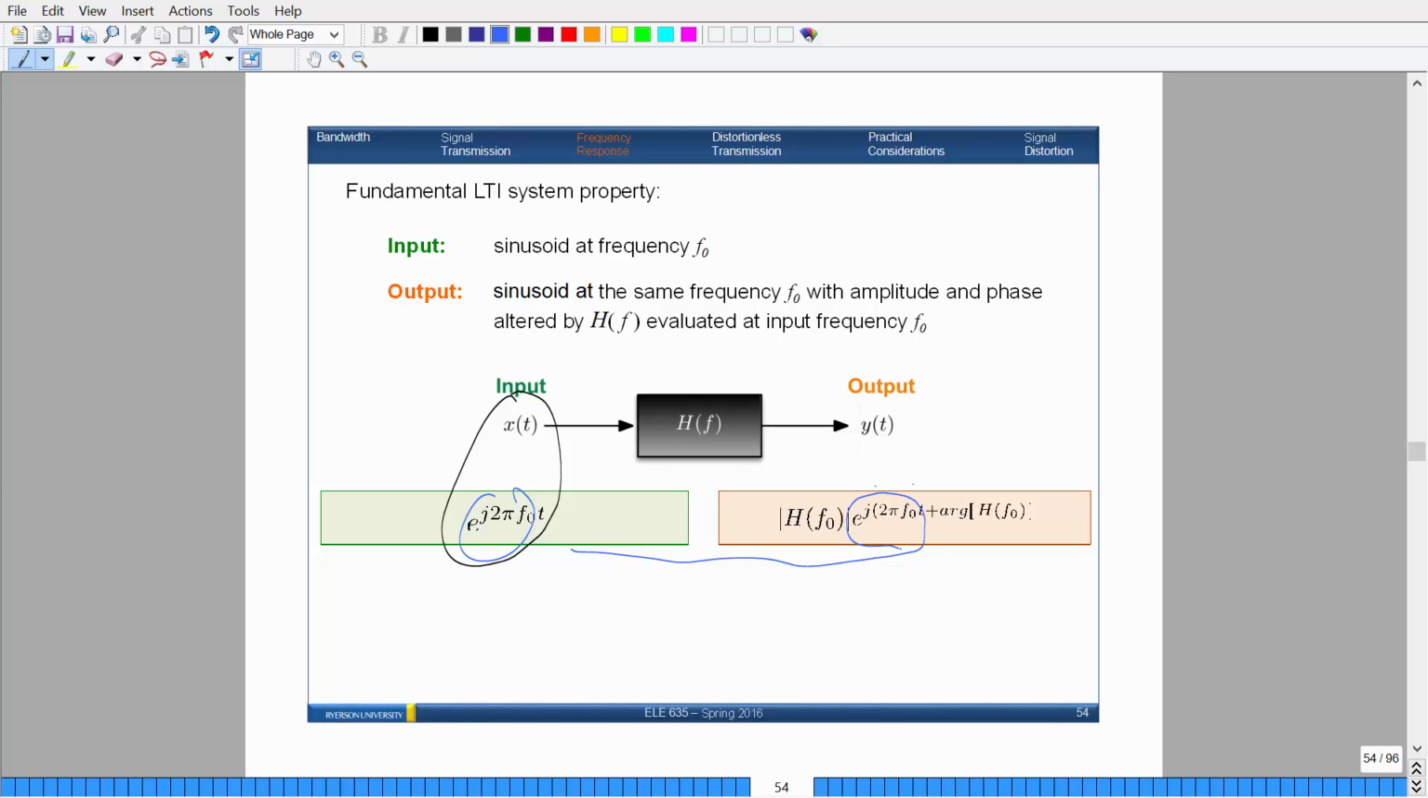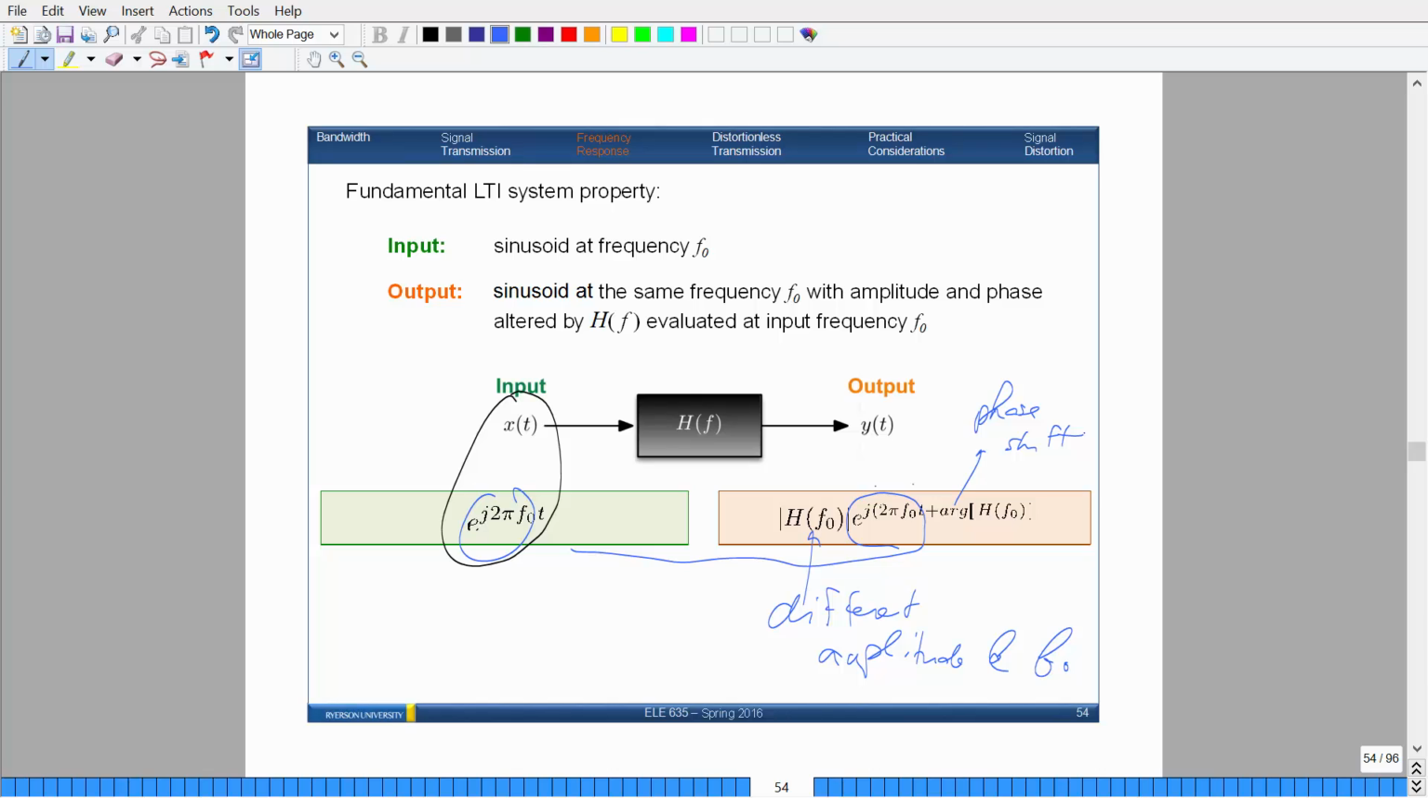The complex exponentials are the same, but there's going to be a different amplitude at f0, okay? And then there's going to be a phase shift as well. ARG stands for the argument, which is the phase of a complex number. So there's going to be a phase shift as well.